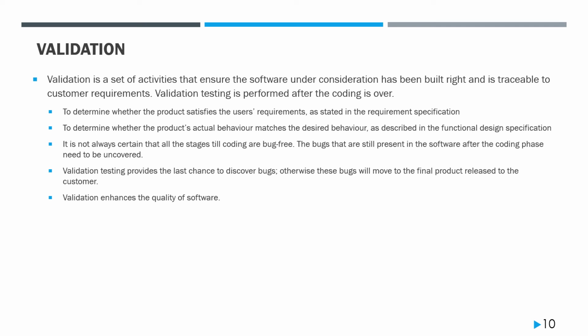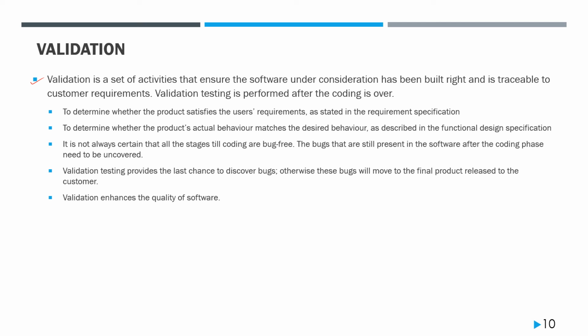So the next terminology is validation. As already described earlier, validation is a set of activities that ensures the software under consideration has been built right and is traceable to the customer's requirement. Validation testing is performed after coding is over. What is the need for validation? When every step of the SDLC has been verified, why do we want to test the product at the end?